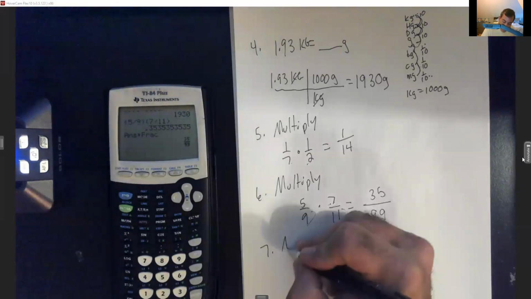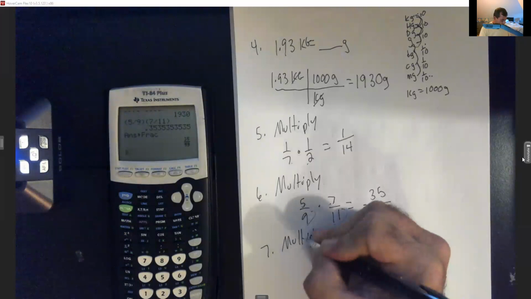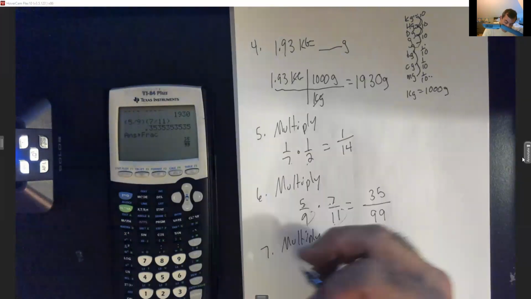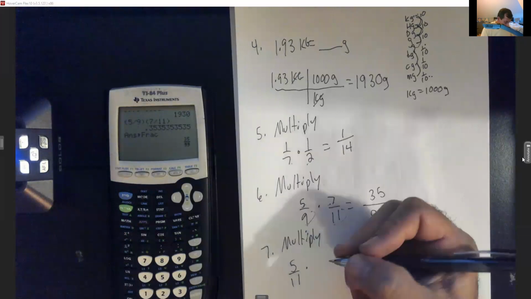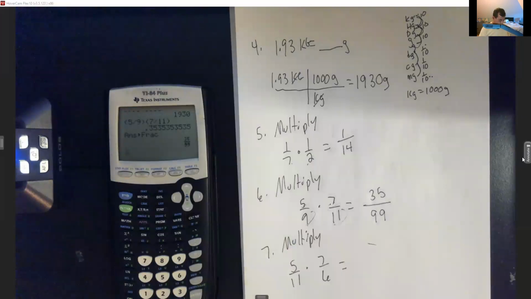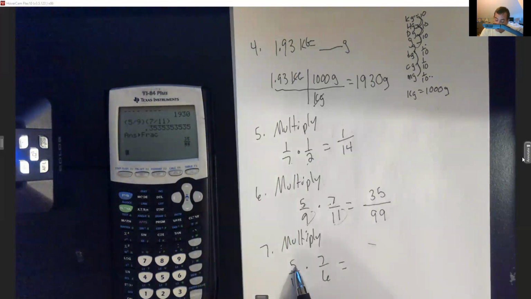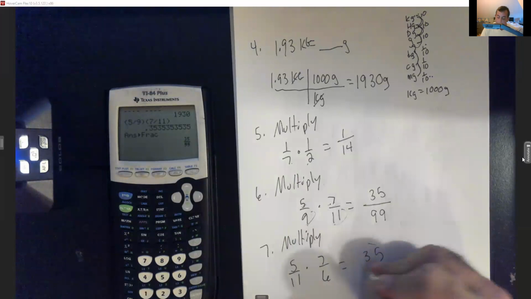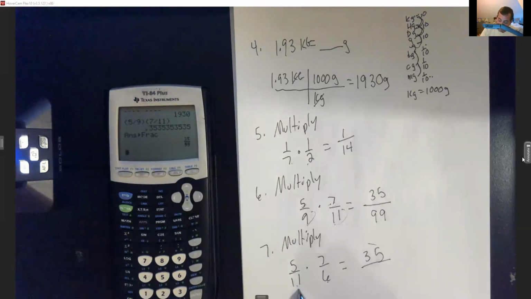7 is multiply. 5/11 times 7/6. All right, y'all. So once again, we want to multiply straight across. So top times top. 5 times 7 is 35. Bottom times bottom. 11 times 6, 66. Once again, since 5 can't reduce with these numbers, 7 can't reduce with these numbers, we're done. Final answer.